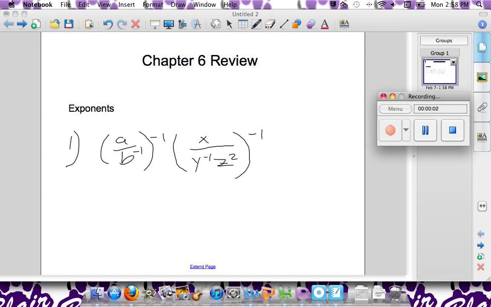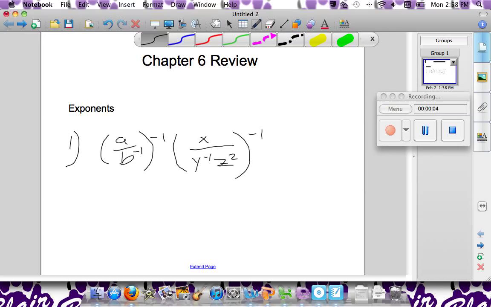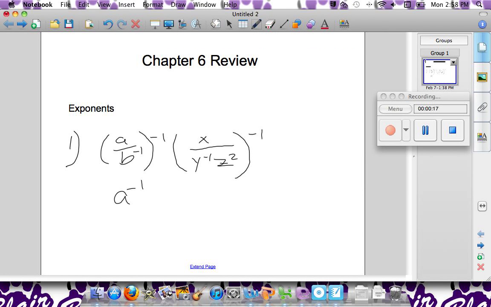All right, in Chapter 6, the first two sections were on exponents. For the Chapter 6 review, I'm going to start with an example on exponents. First thing you always want to do in exponents is power to a power property. So that means I'm going to take a to the negative first, b to the negative 1 times negative 1, which would be b to the first.